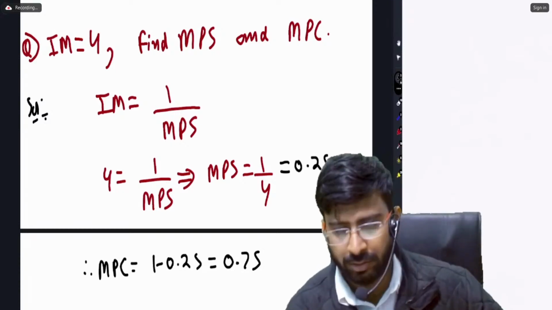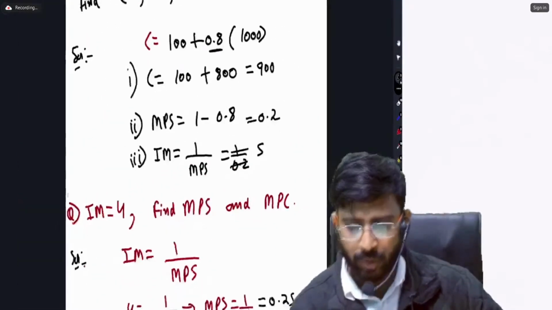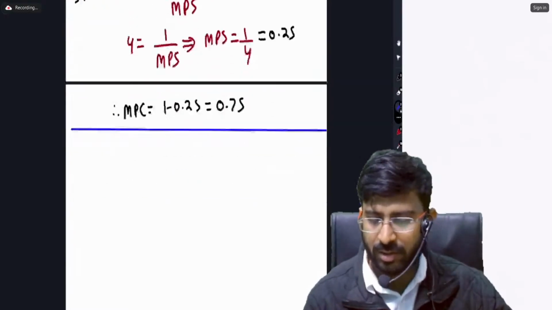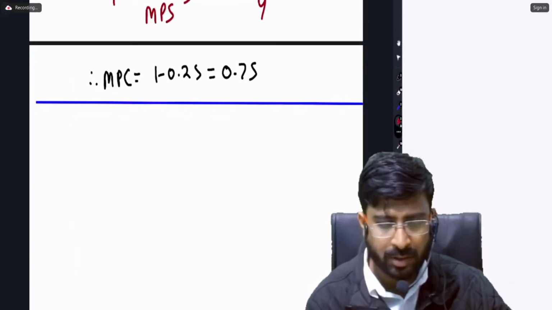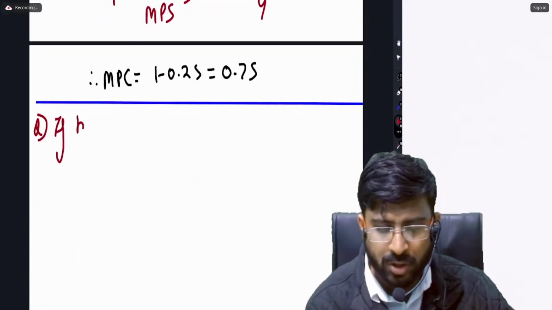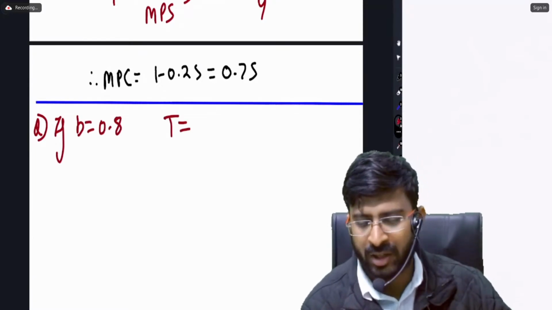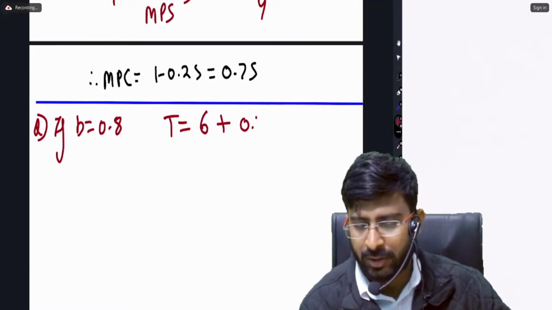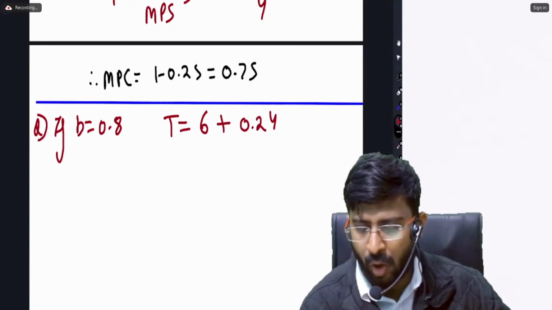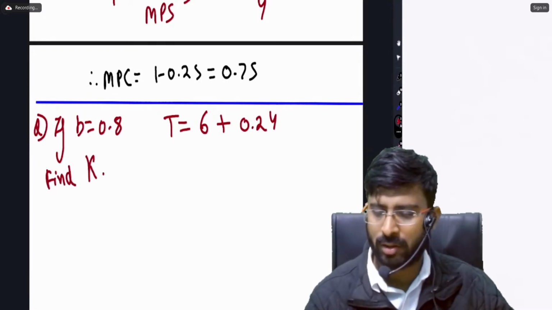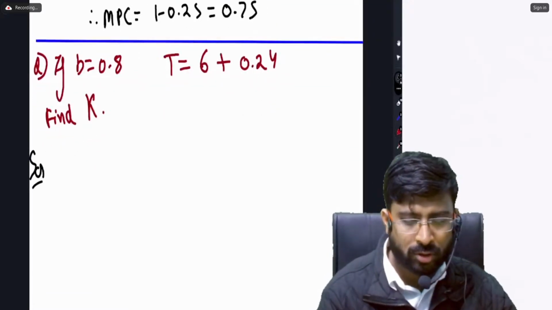Is that done, everyone? Very good. Next is, if B equals 0.8 and tax is 6 plus 0.2Y, find K. Solve it, everyone.